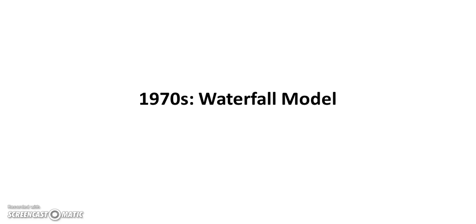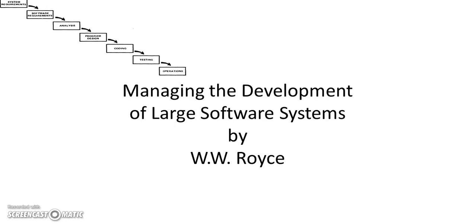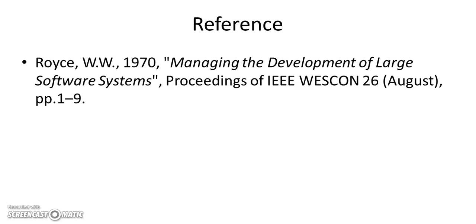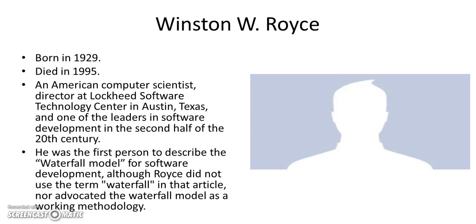If we move on to the 1970s, we'll look at what's called the Waterfall Model. The Waterfall Model is based around a paper developed by W. Royce in 1970 called Managing the Development of Large Software Systems, and it was an IEEE publication. Winston Royce was a computer scientist who worked for Lockheed, and he was the first person to describe this waterfall model.